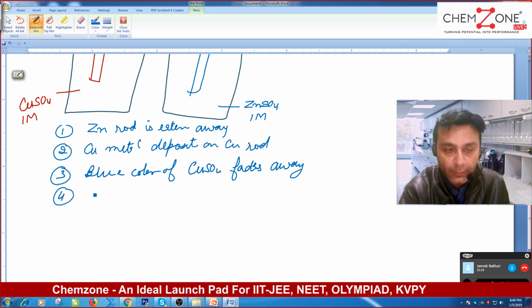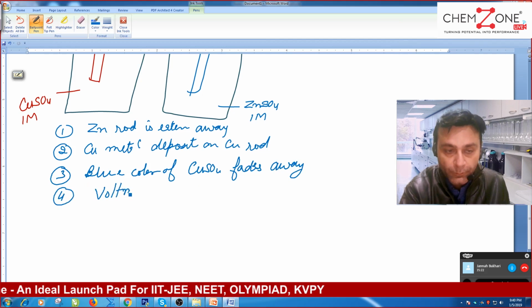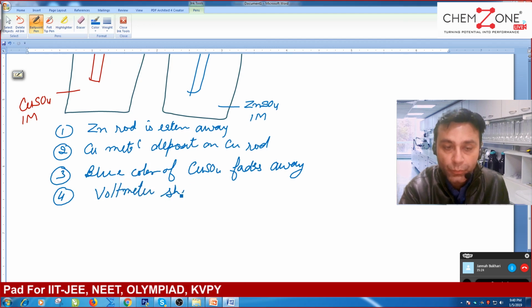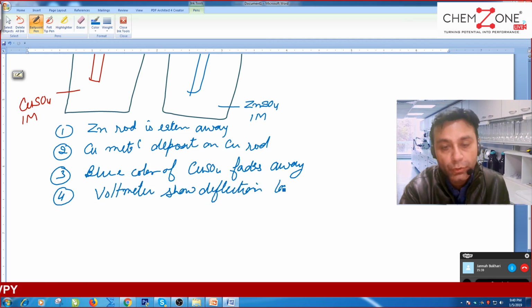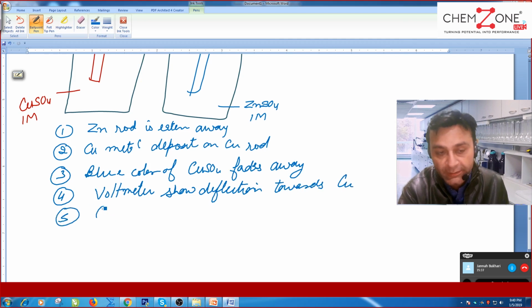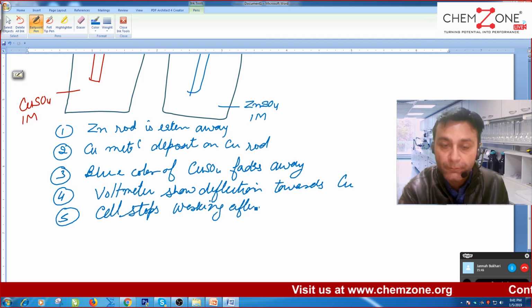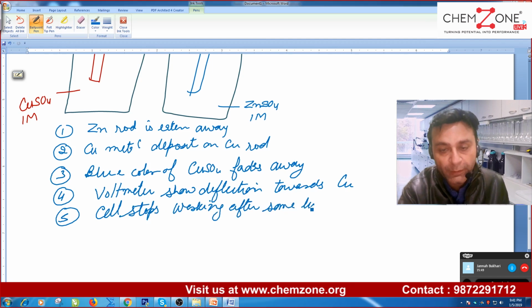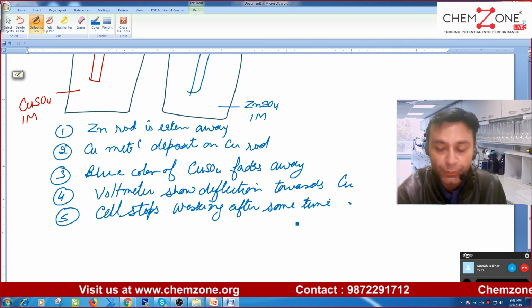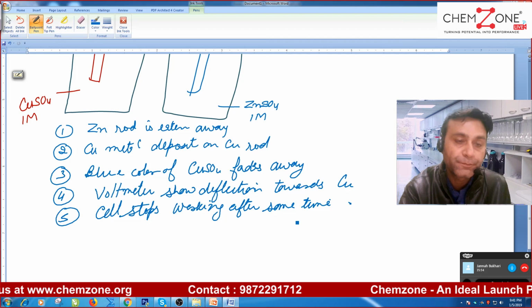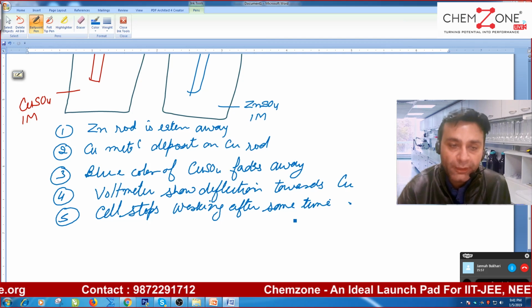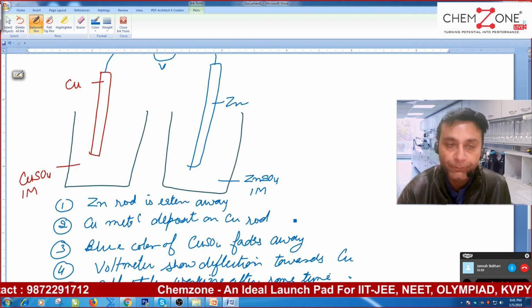Number four, the voltmeter shows deflection towards copper. And number five, very important, the cell stops working after some time. It means our chemicals are not completely consumed, but the reaction has stopped. Now I'll be discussing the reason for all this, why it is happening here.